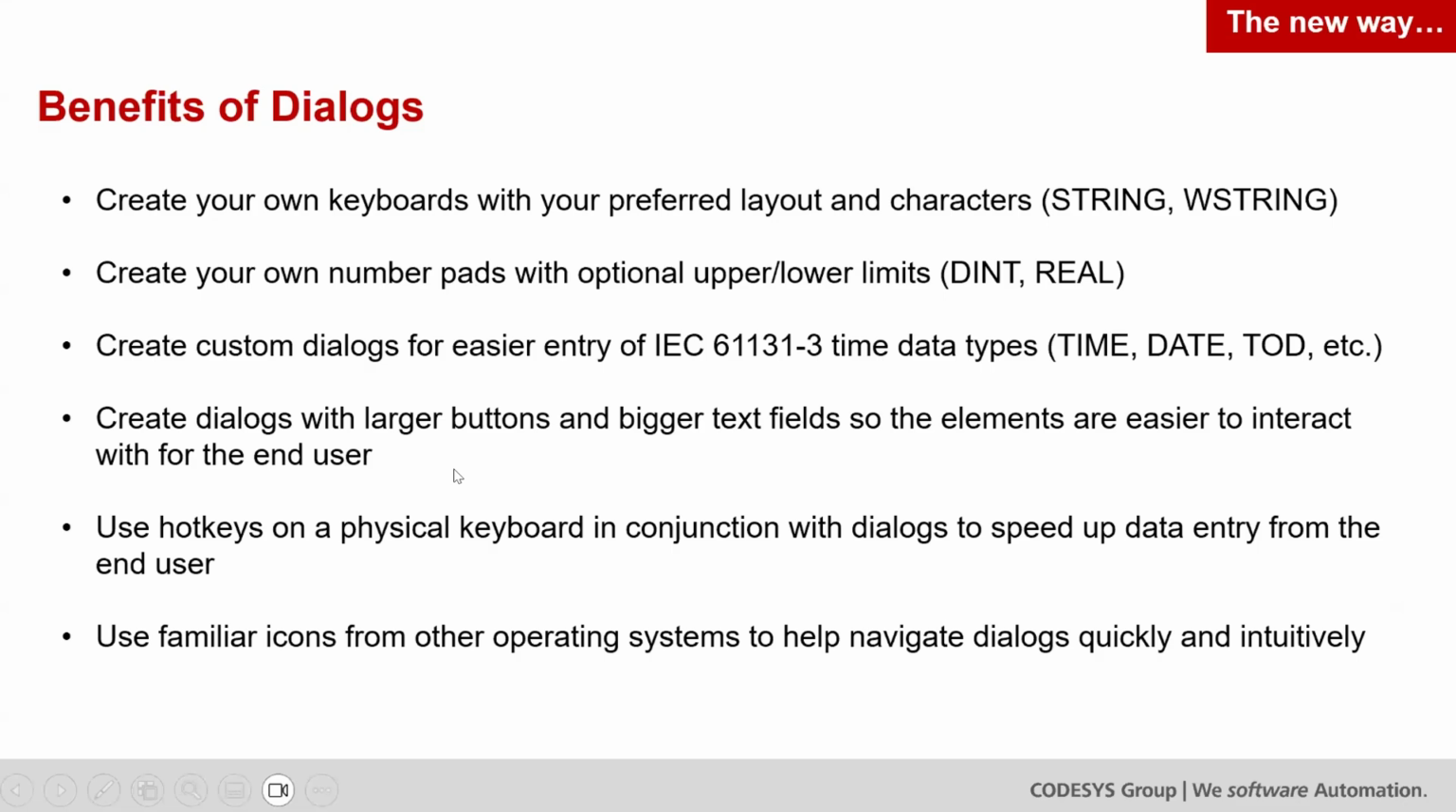Maybe you want bigger buttons and bigger text fields so it's friendlier to the eye or easier to navigate with a touchscreen, right? That's a benefit of customization. You can also use hotkeys. You can create visual touchscreen elements and then supplement them with hotkeys so that you can use it either way, with a physical keyboard and mouse or with a touchscreen with your hand. And then finally, you can benefit from familiar icons, right? I think we're all used to seeing certain icons mean certain things. You can utilize those in your visualizations as well to build on that intuitive nature that we all have from our everyday use of mobile devices.